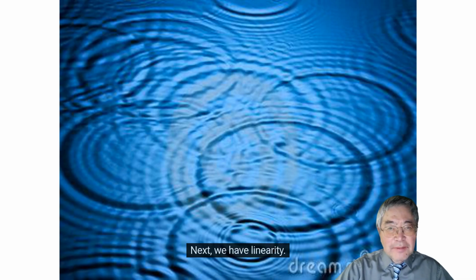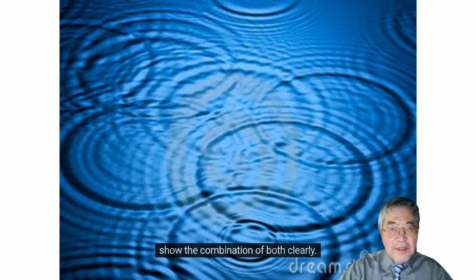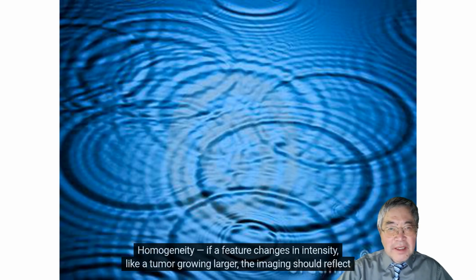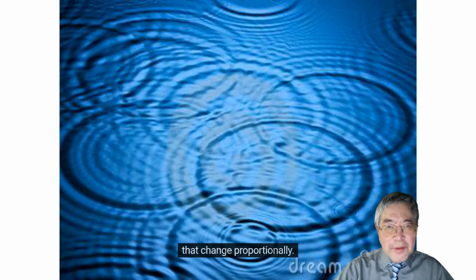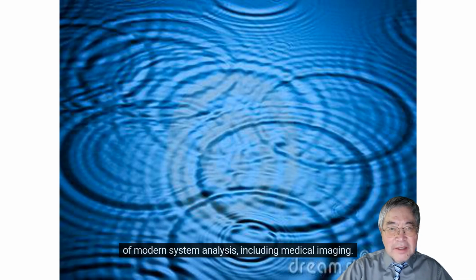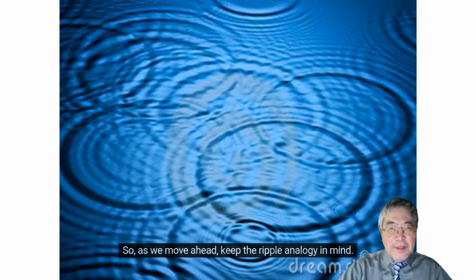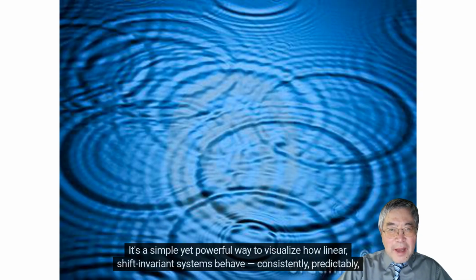Next, we have linearity. It has two key components. Additivity: if two features exist, like two separate tumors, the system should show the combination of both clearly. Homogeneity: if a feature changes in intensity, like a tumor growing larger, the imaging should reflect that change proportionally. Together, these properties form what's known as the superposition principle, the foundation for much of modern system analysis, including medical imaging. So, as we move ahead, keep the ripple analogy in mind. It's a simple yet powerful way to visualize how linear shift-invariant systems behave consistently, predictably, and truthfully.